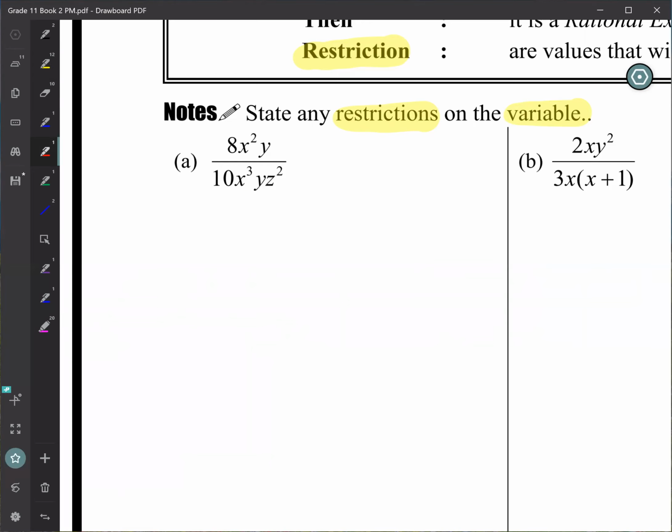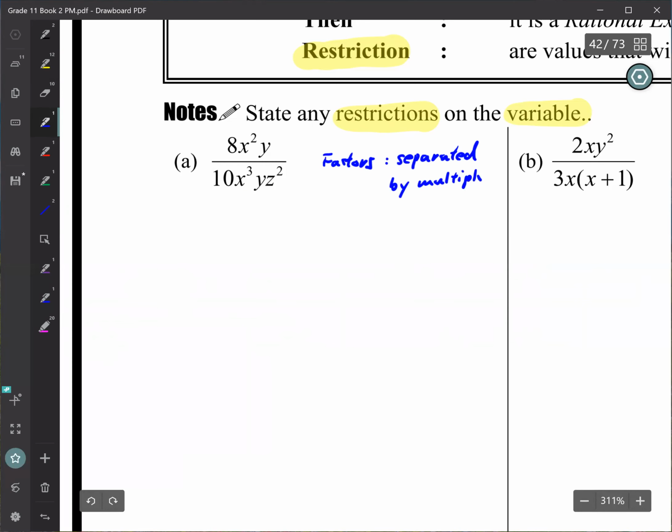So let's review, because we just finished factoring. Let's write down what factors mean. Factors are separated by multiplying. For example, I think you should remember, we usually write factors like this, brackets next to each other. Each of them is a factor. So this is just a quick recap.